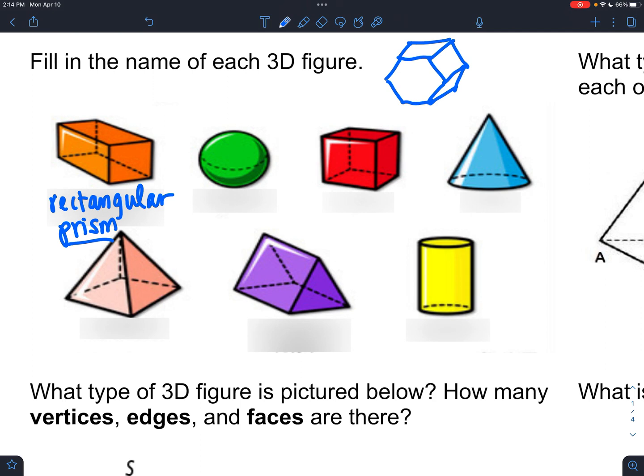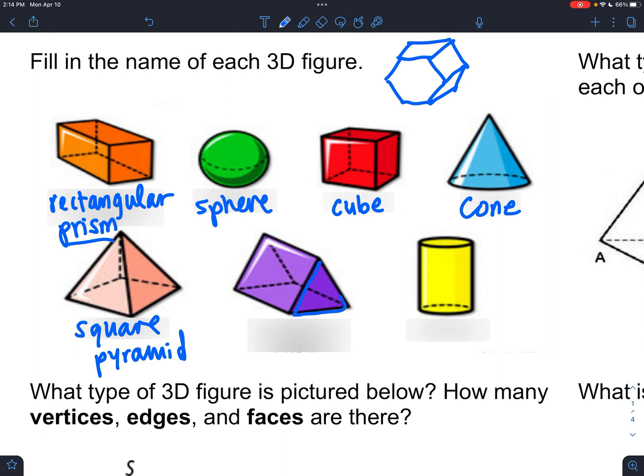This ball is a sphere. This is a cube, which is also what we call a square prism. We have a cone. We have a pyramid, which here is actually a square pyramid. Again, now we have a triangle that's been extended back. This is a triangular prism. And finally, we have the cylinder.